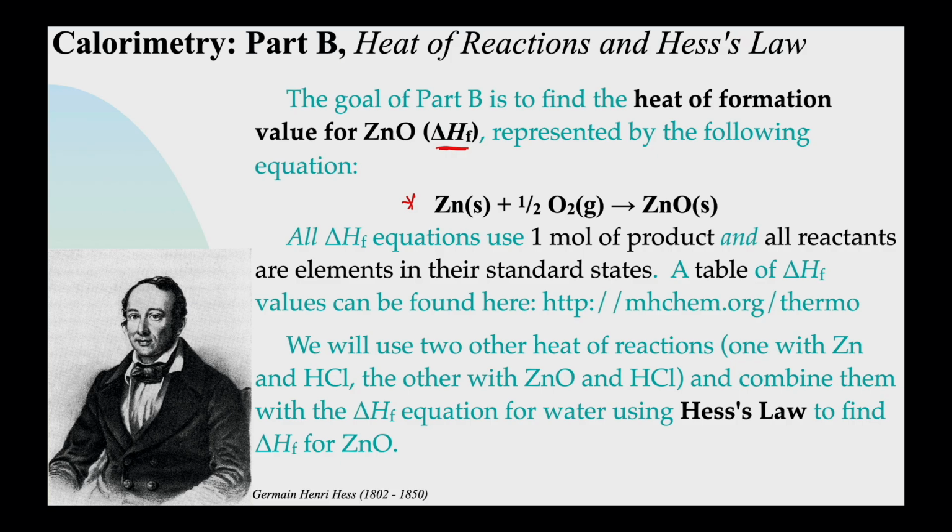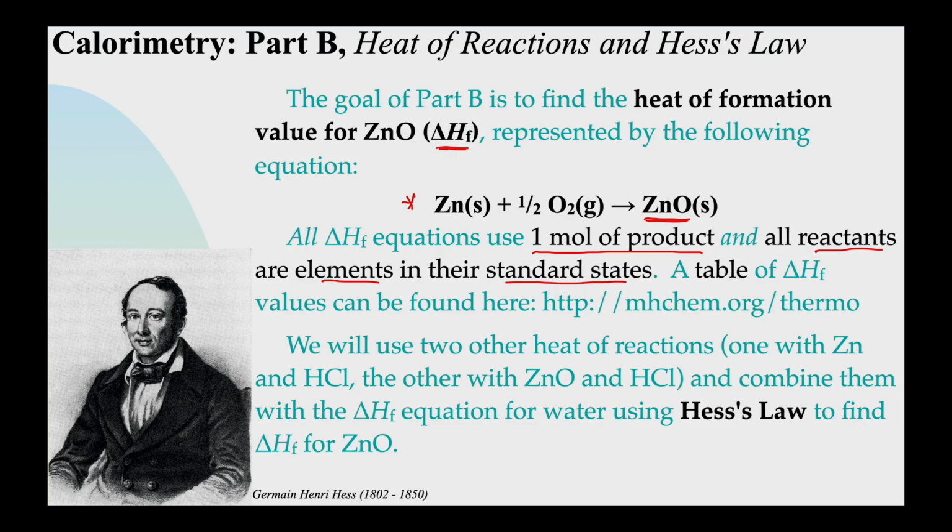You don't need to worry about that, but it's a type of a heat, all right? If you have a delta HF, that means two things. It means you have just 1 mole of product, so we only have 1 ZnO. It's not 2 or something like that. And it also means that all reactants are elements in their standard states.